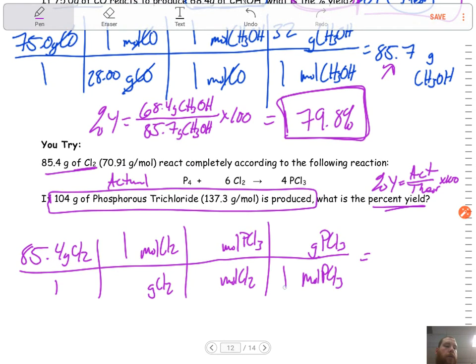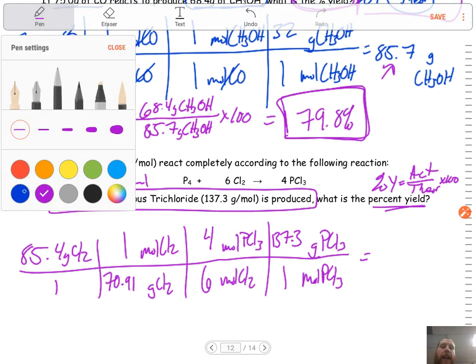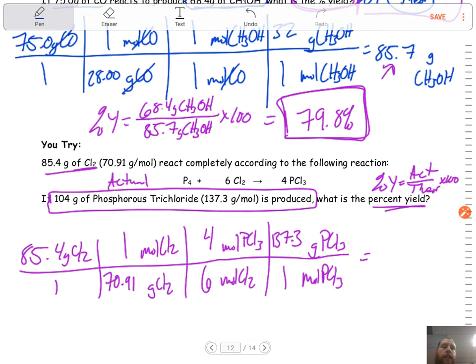So 1 mole, 1 mole. Let's take a look at my mole ratio. I've got 4 here, 6 there. My molar mass for chlorine was given to me. It's 70.91. My molar mass of phosphorus trichloride was given to me as well, 137.3. So now all I have to do is do the math. I can simplify a little bit if I want to. Again, remember, you don't have to, but I'm going to make this 2 and I'm going to make this 3. And then I plug it right in. When I plug it in, guys, you should get about 110 grams of PCl3.